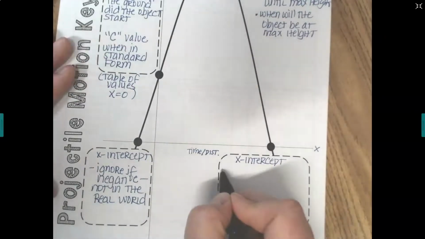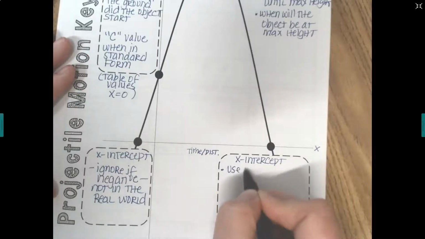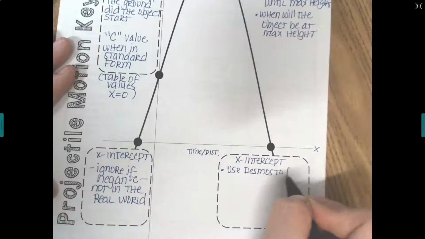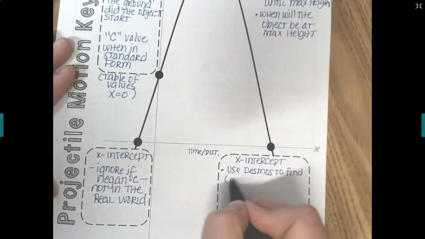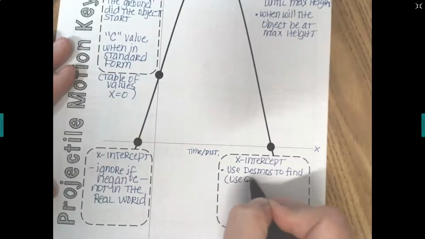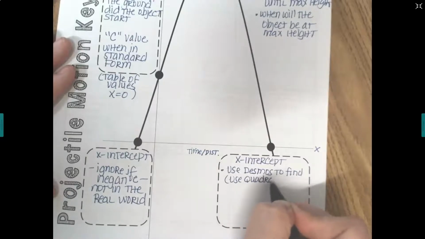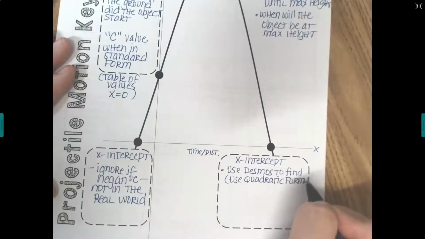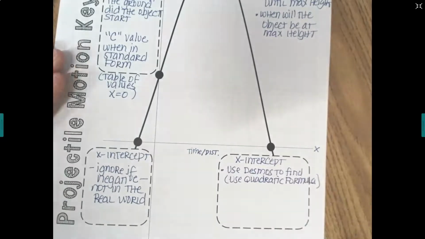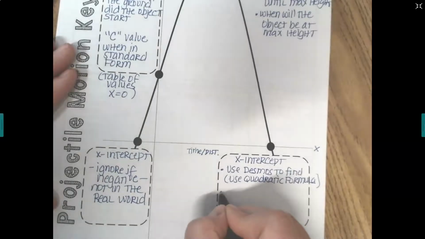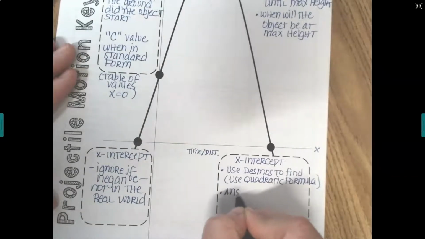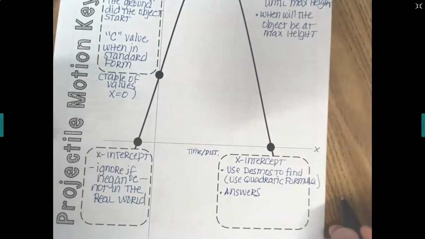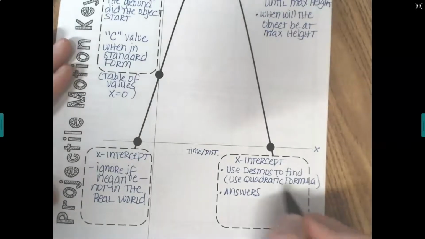So there's two ways we can find this. You can either use Desmos to find out what this number is, or you can use the quadratic formula. That takes a lot longer. It's easier to use Desmos. Okay. The kind of questions the x-intercept will answer are like how long the object was in the air or when does the object hit the ground.